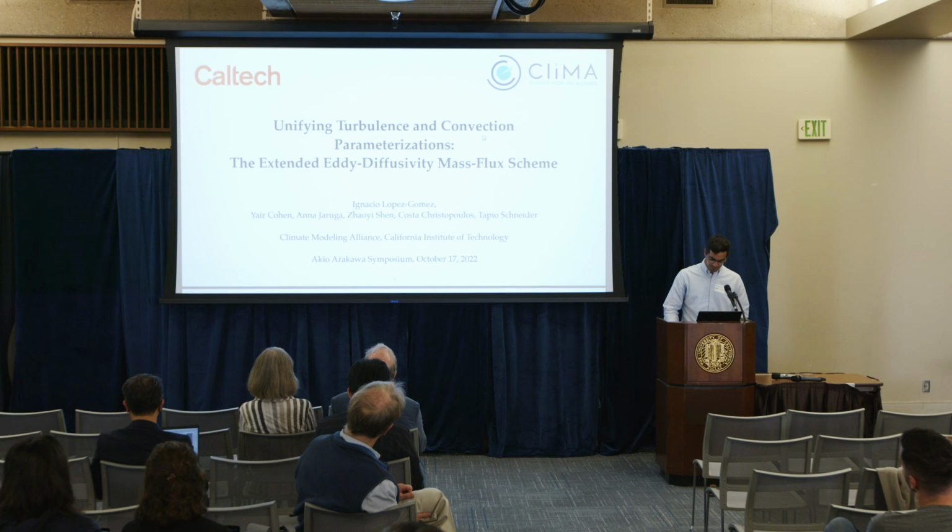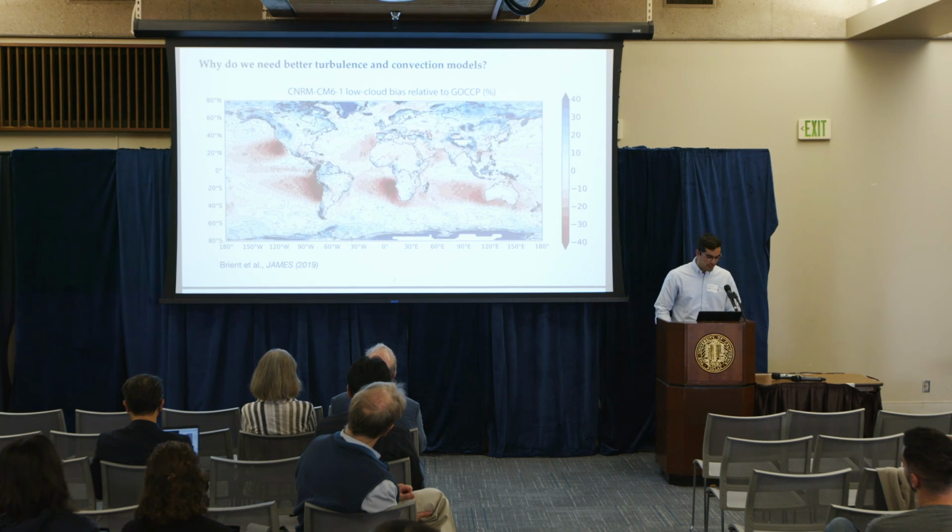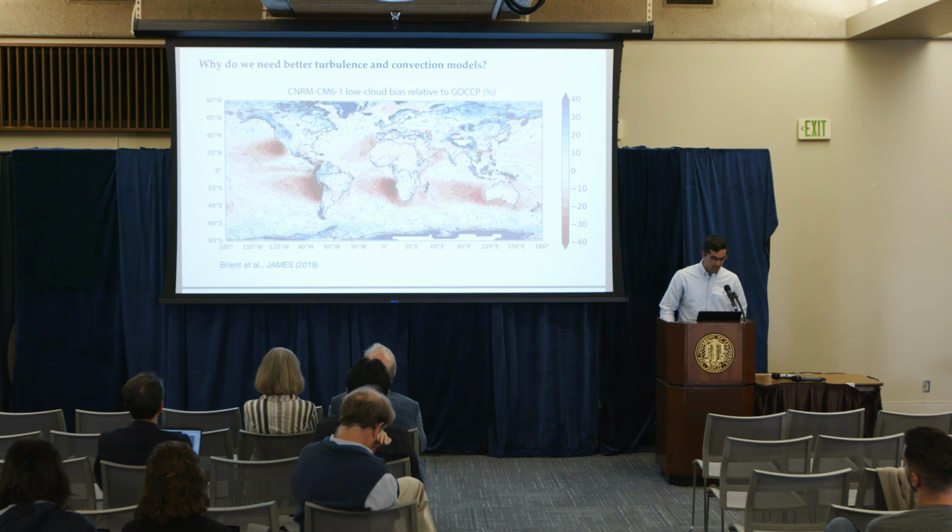extended EDMF scheme. So the problem that we are interested in here is the persistent bias in low cloud cover in climate models. And this is shown here for one of the models from the CMIP6 ensemble. You would find similar biases in most other models. And the biases are particularly important off the west coast of continents in the subtropics. This is where we have regions of stratocumulus to cumulus transitions. Here, the low cloud cover biases can be as high as 50%.